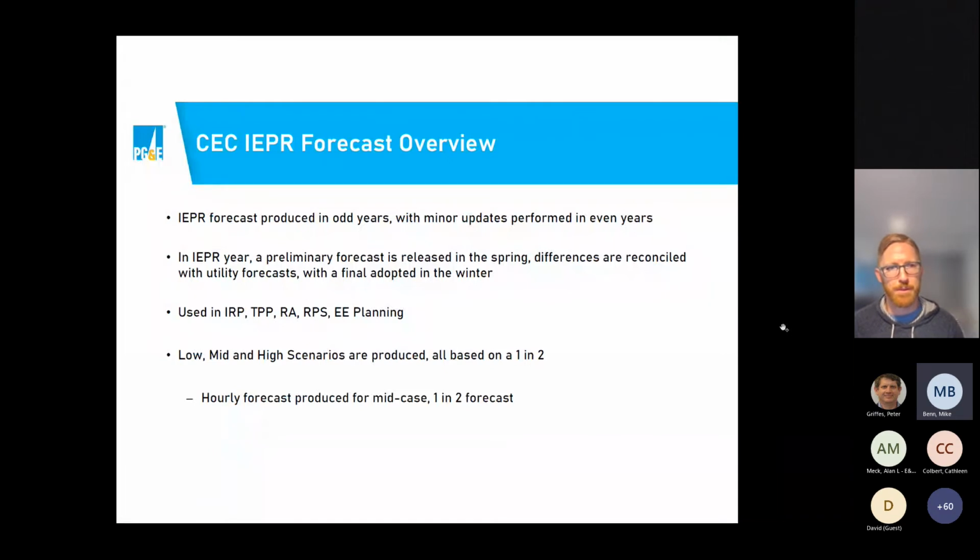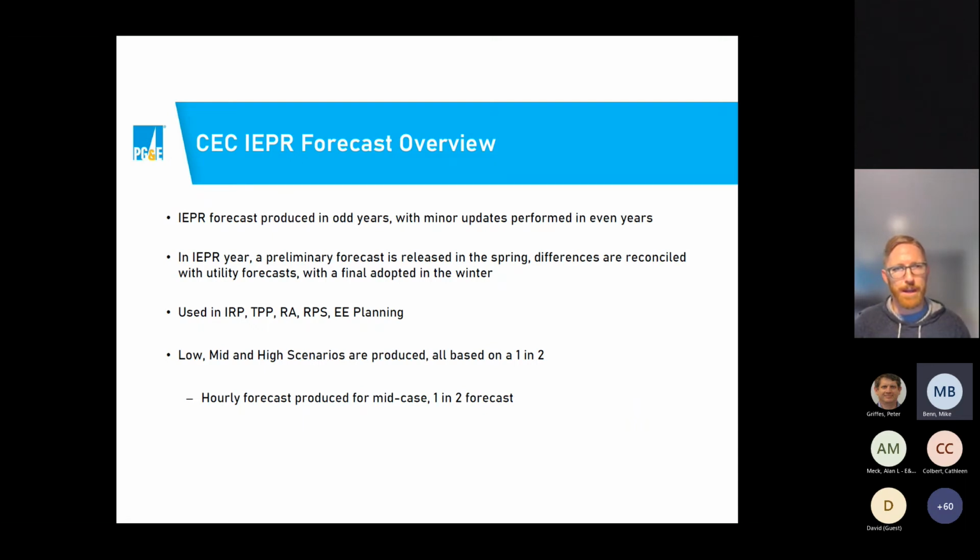Okay, so we're going to do just a quick overview of the forecast. I will say, we might not have all of the details correct, and so to the extent there are CEC staff on the line, if they do see anything that we've mischaracterized, if you don't mind pointing that out either in the chat or in the Q&A, it would be much appreciated.